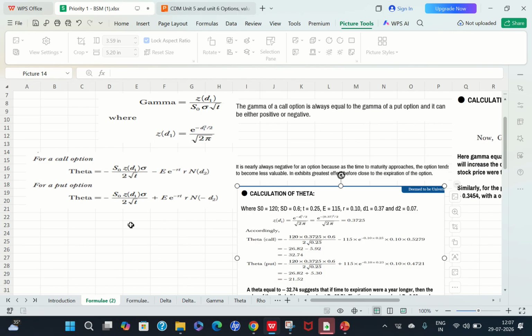Substitute in the formula. What is the formula for a call option? Theta is equal to minus S0, which is 120, into what is ZD1? 0.37. What is standard deviation? 0.6 divided by 2 into root T. What is root T? 0.25. First, always take the square root of 0.25. So the square root of 0.25 is 0.5. So 2 into 0.5 will be your denominator, which is 1.